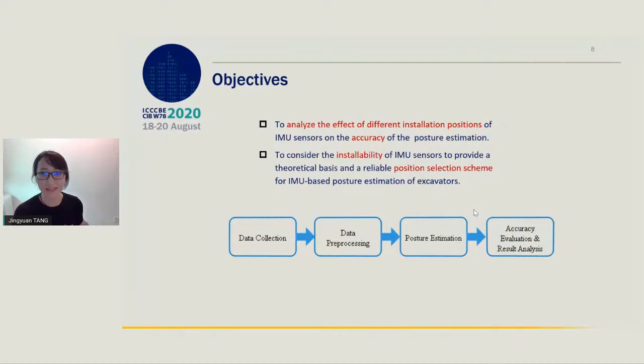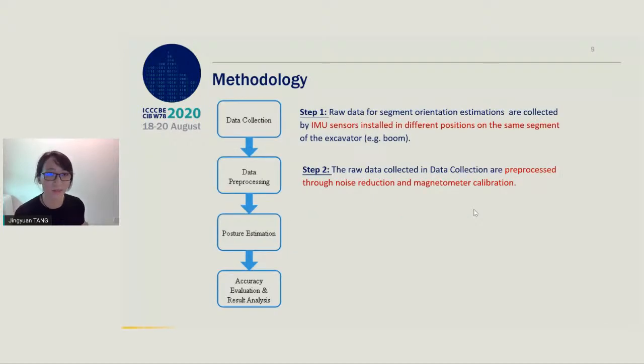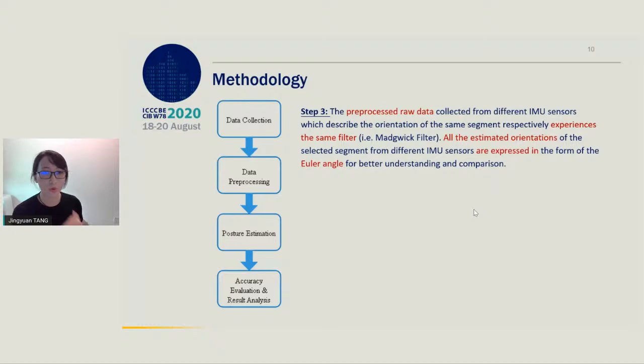In the first step, the data collection, the raw data are collected by IMU sensors installed in different positions on the same segment of the excavator, for example, the boom. In the second step, the raw data are processed through noise reduction and magnetometer calibration. Then in the posture estimation step, the processed data go through the same orientation filter, the Madgwick filter, respectively. Then all these estimated orientations of the selected segment are converted into Euler angles for better understanding. And then in the last step, the accuracy evaluation and result analysis.